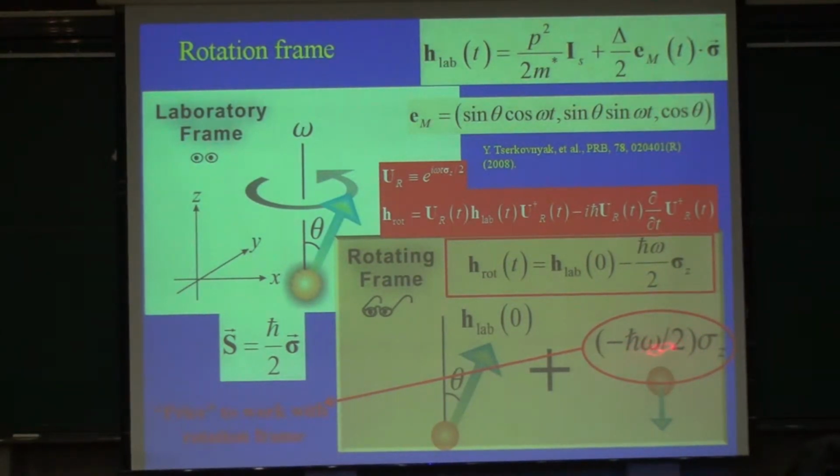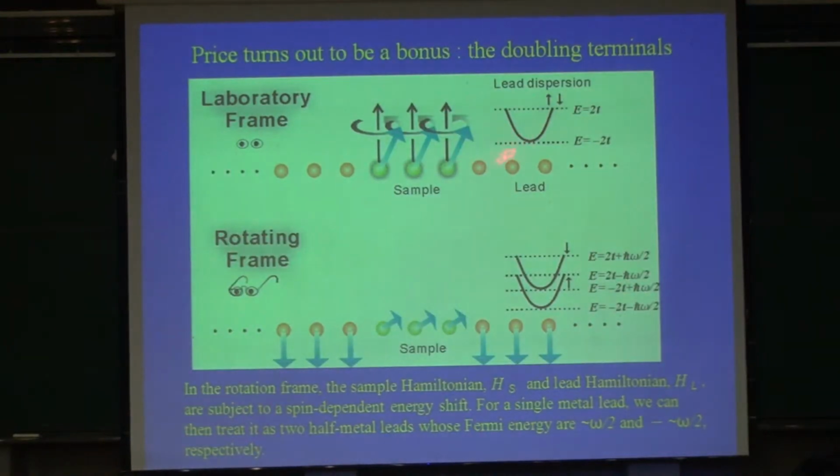splitting, which depends on the rotation frequency. So the price you paid is a double in the term, which means that in the lab frame you see the ferromagnetic resonance like this. But in the rotating frame, you see this one doesn't move. However, for other things, you will see the Zeeman splitting up and down on the other side.